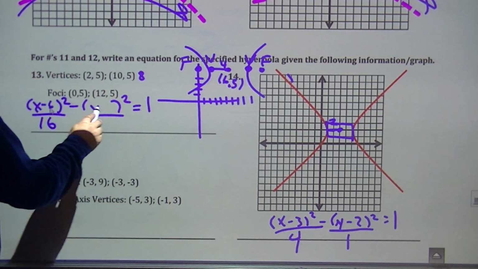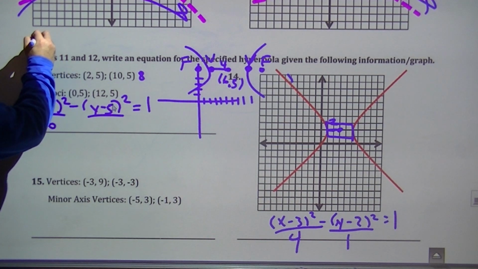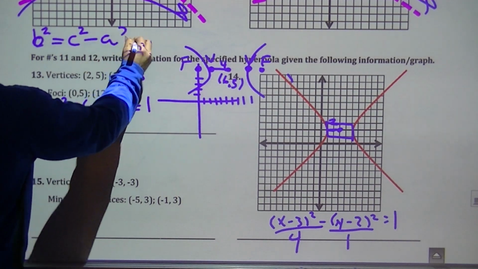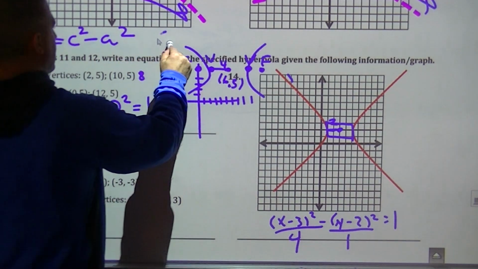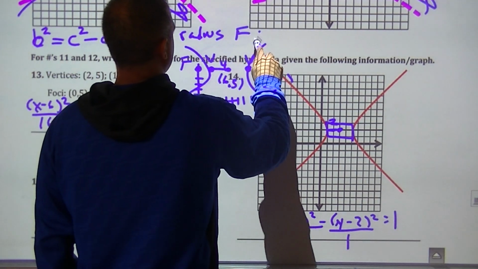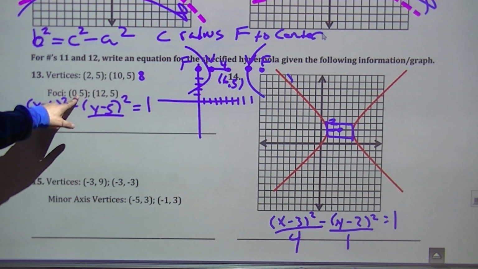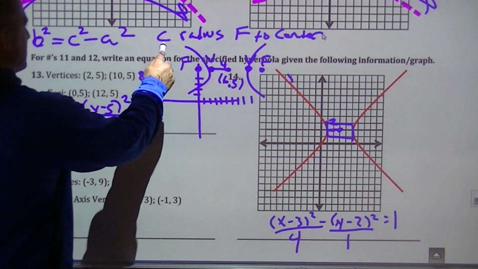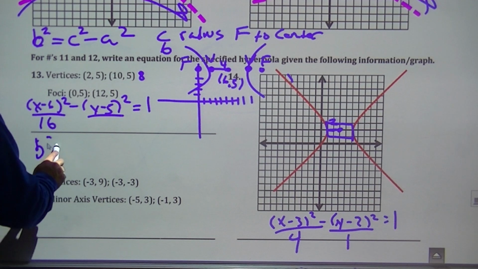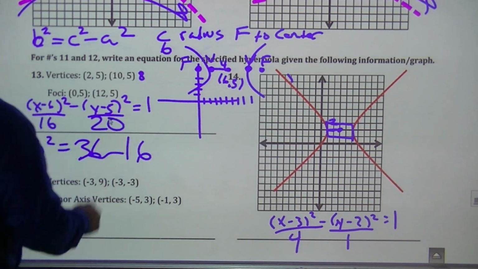So that would be minus 6 minus 5. Okay, now what you want to rely on is the formula that says b squared is equal to c squared minus a squared. Well, what's c squared? Well, c is the distance from the focus to the center. So if my center is 6, 5 and my focus is 0, 5, that means in this problem my c would be 6. And then I got b squared is equal to 36 minus 16, which would give me 20.